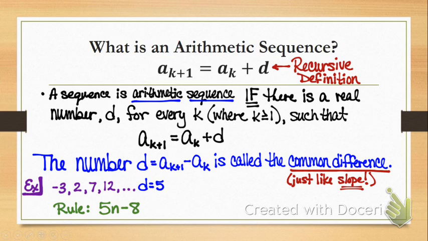I want to do one last example like this, and then we're done. So here's the next sequence: 17, 10, 3, negative 4, and it continues on. What is the common difference? Common difference is negative 7. So what would my rule be then? Negative 7n.